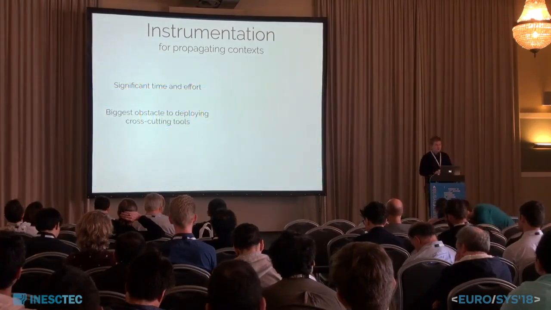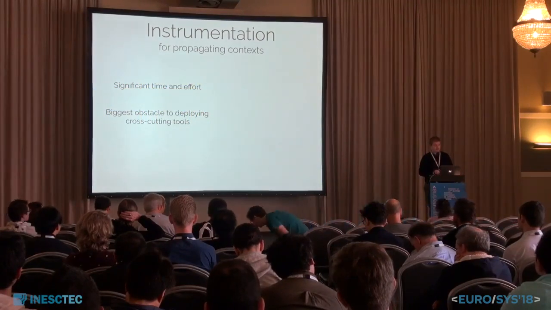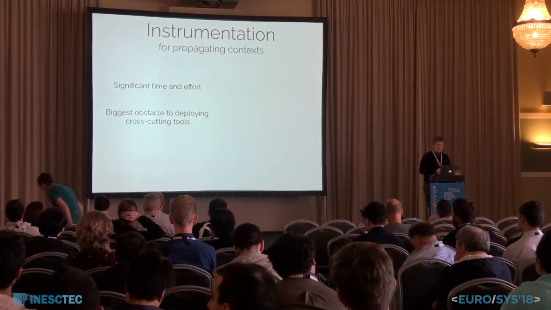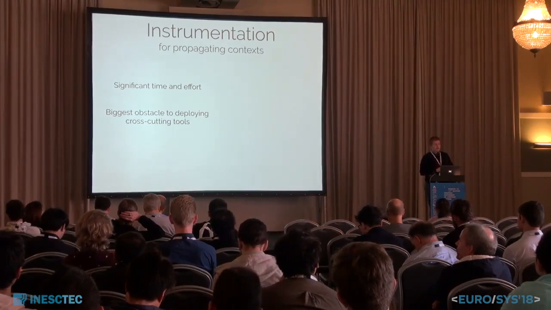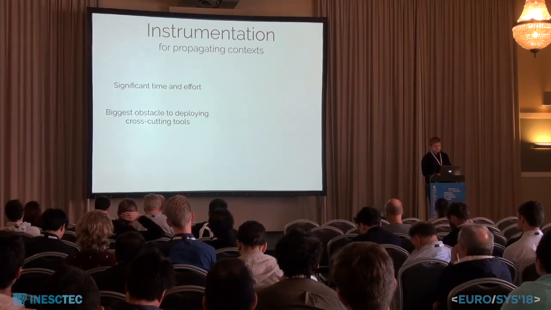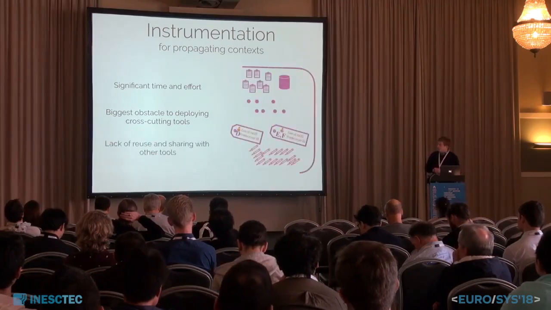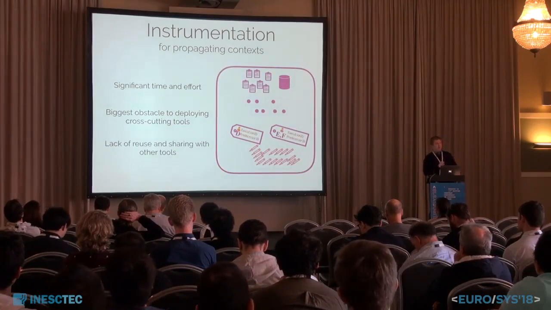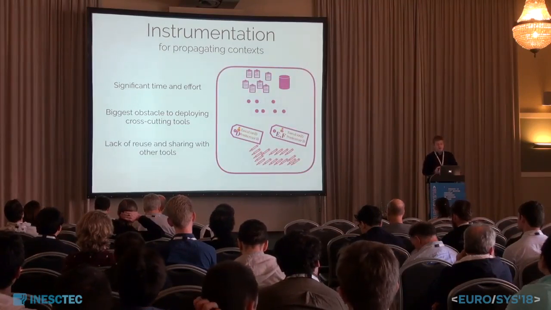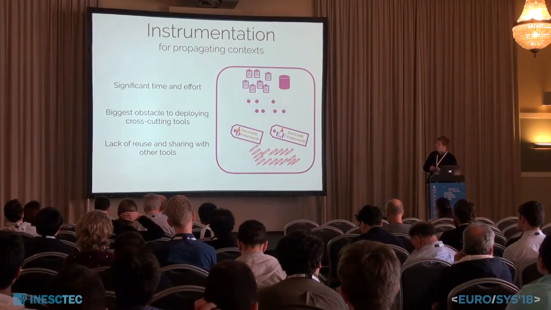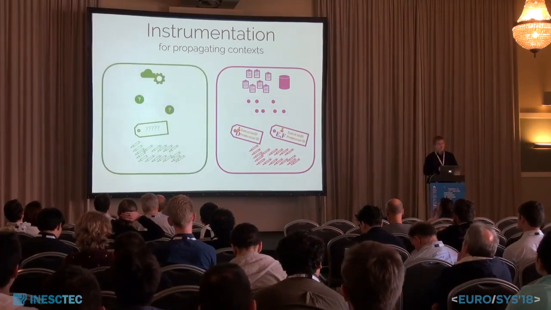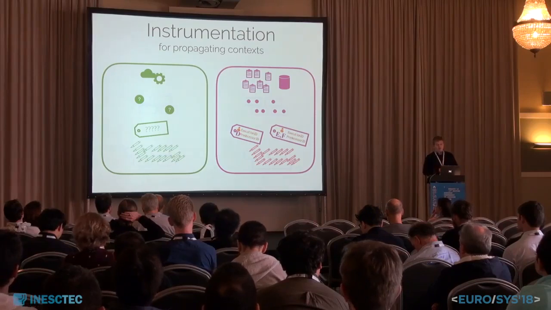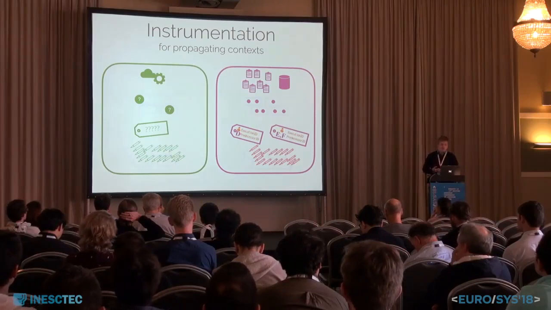All cross-cutting tools require instrumentation for propagating contexts, and that requires significant time and energy from developers, and is easily regarded as the biggest cost in deploying cross-component tools. Moreover, all cross-cutting tools to date entangle context propagation with other elements of the tool, which inevitably leads to instrumentation that cannot be reused or shared with other tools. So to go and deploy a second tool will mean revisiting all of the instrumentation for context propagation. And that's a huge obstacle.